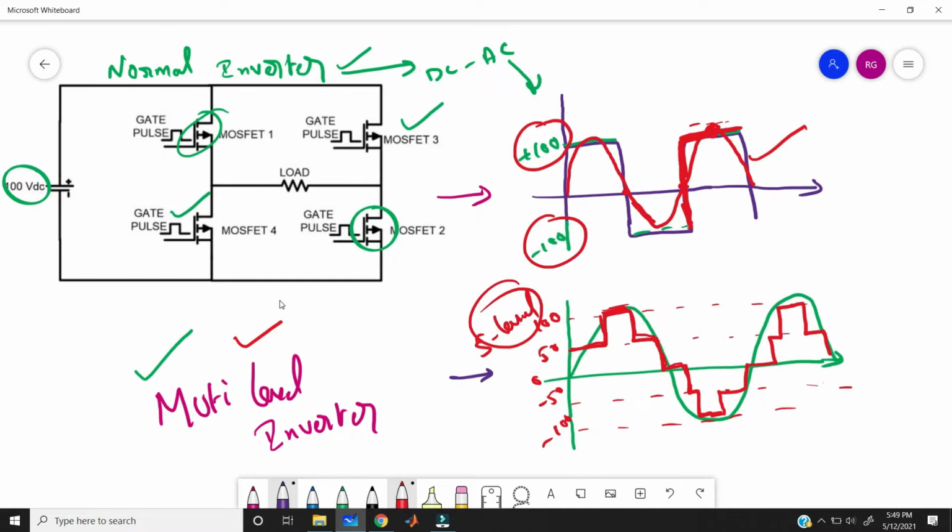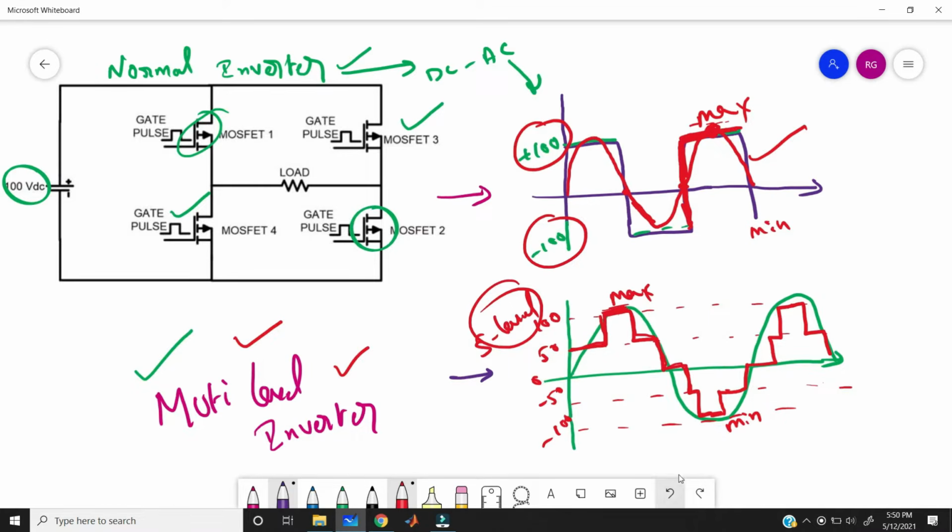Here it can suddenly reach its maximum, and it can suddenly reach its minimum. But in multi-level inverter, it can reach its maximum value and minimum value very slowly, like what we are having in the alternating current. So this is much nearer to pure AC when compared to normal inverter. So this is the normal 5 level inverter.